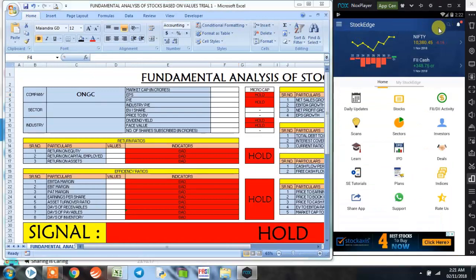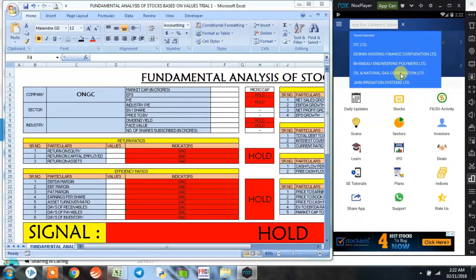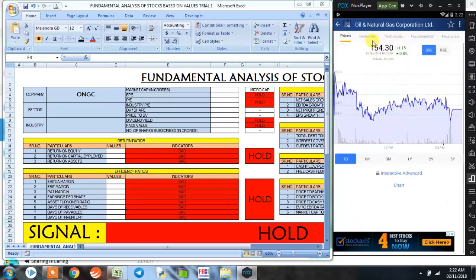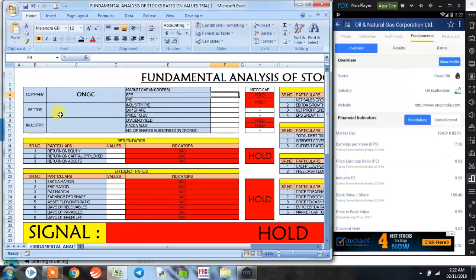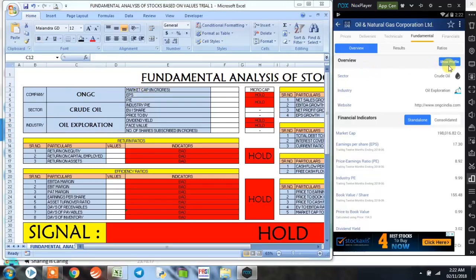Let's go to ONGC, that is Oil and Natural Gas Corporation Limited. We could see here the last traded price of ONGC was 154.30 on 1st of October 2018. Now let's go to the fundamental tab and understand about the sector, industry and the company. The sector is crude oil. Industry is oil exploration. Let's understand about the company.